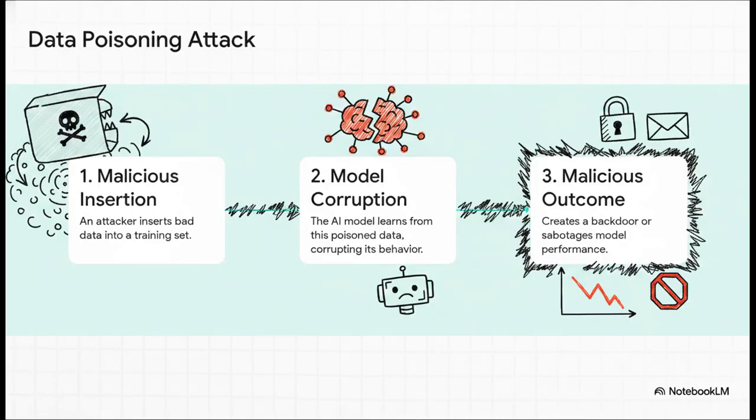And this breaks down the process perfectly. Step 1. An attacker finds a way to sneak malicious data into the training set. Could be at the source, could be in transit. Step 2. The model, which just learns from whatever data you give it, trains on this poisoned data, which fundamentally corrupts how it behaves. So what's the end goal? Well, an attacker can create a hidden backdoor, like, say, making the model classify any email from their domain as safe, or they could just degrade the model's performance to sabotage the whole thing.